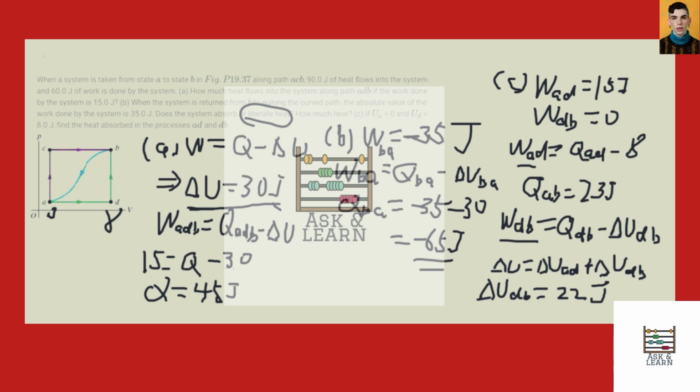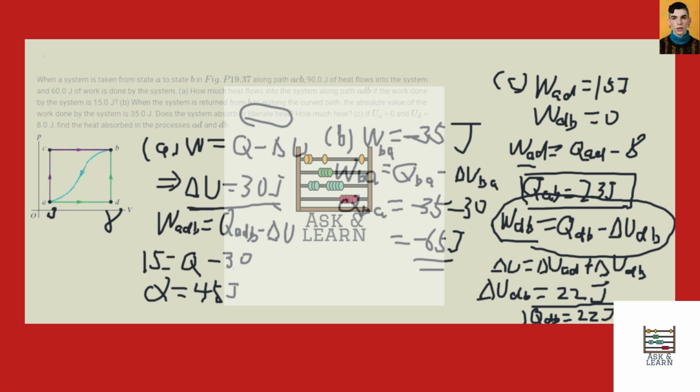Then let's go back to this relation. W DB is 0 and delta U DB is 22 joules, so Q DB is 22 joules. All right, so this is the Q DB, and this is the Q AB. Yeah, that's it.